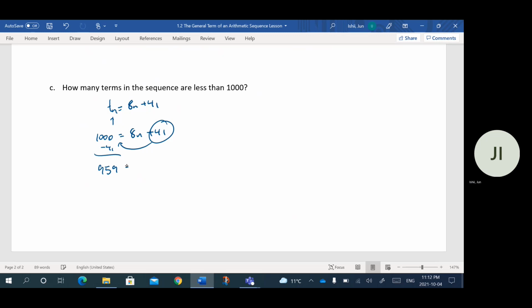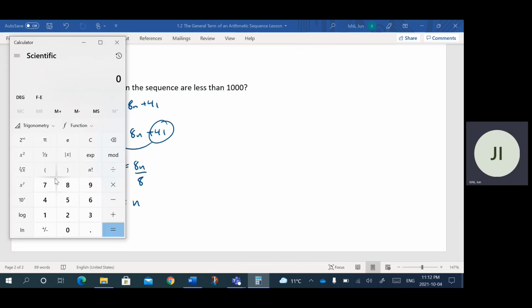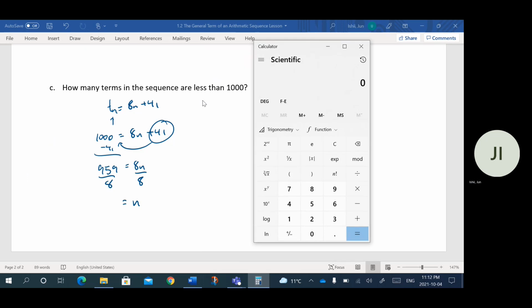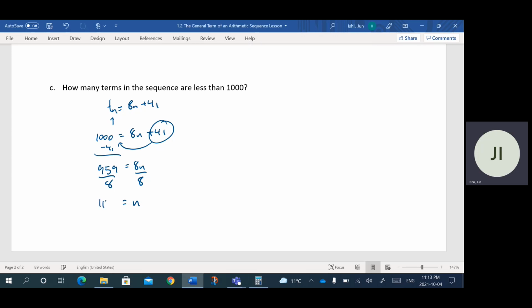That would take us to 959 equal to 8n. Divide both sides by 8. And this time we get n is equal to... now this I can't do in my head, so I'm just going to use a calculator here. Actually, before I do that, I just want to make sure I did that one right. 1,000 minus 41, yeah, 959. So n is going to equal 959 divided by 8. And you see that we got a decimal: 119.875.